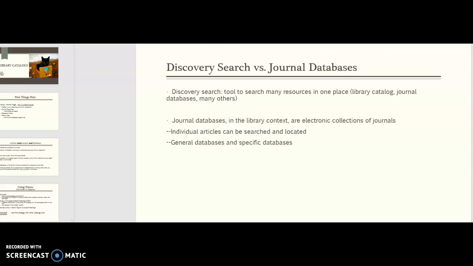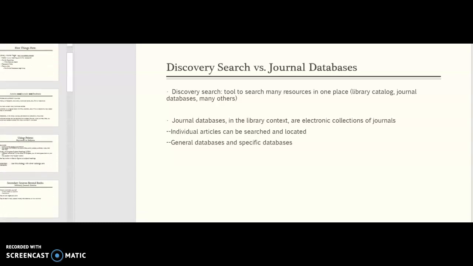So, discovery search versus journal databases. Discovery search is a tool to search many resources in one place: a library catalog, journal databases, and many others. Journal databases are electronic collections of journals. They're individual articles that can be searched and located, and general databases and specific databases. So what are the advantages and disadvantages for discovery search? Well, you're not going to find the specific information that you'll find in specific databases related to your field. And it will be a much broader search.